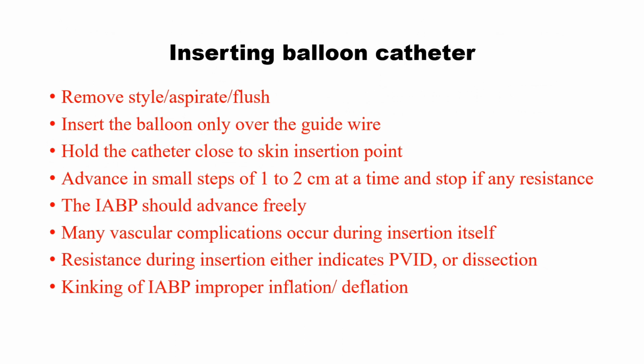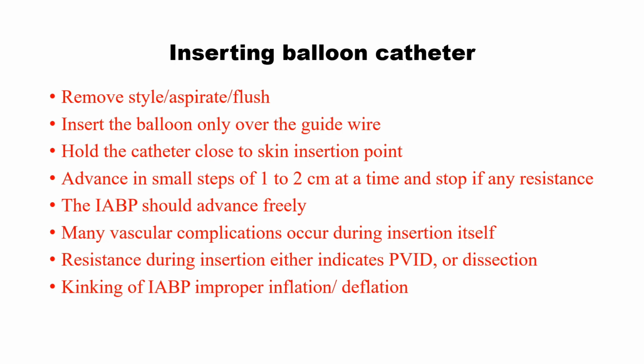Next we'll see how to insert the balloon catheter. First, remove the stylet, aspirate and flush. After that, insert the balloon only over the guide wire. Then hold the catheter close to the skin insertion point, and advance in small steps of 1 to 2 cm, stopping if there is any resistance. The IABP should advance freely when inserted. Many vascular complications occur during the insertion itself, so resistance during the insertion is an indication of peripheral vascular disease or dissection.